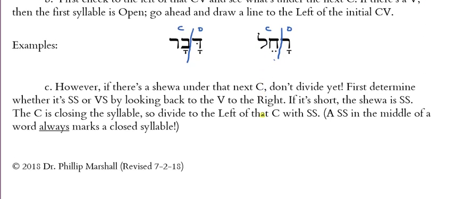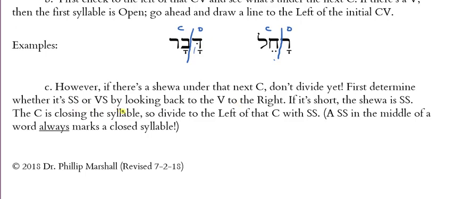Of course, this chapter has to do with shiva, and that's why we need to talk about this, because we need to know what to do when we see a shiva in the middle of the word. So, you see an initial consonant vowel, look at the next consonant. If there's a vowel under it, go ahead and divide. You've got an open syllable. However, if there's a shiva under that next consonant, you cannot divide yet. First determine whether it's a silent shiva or a vocal shiva.